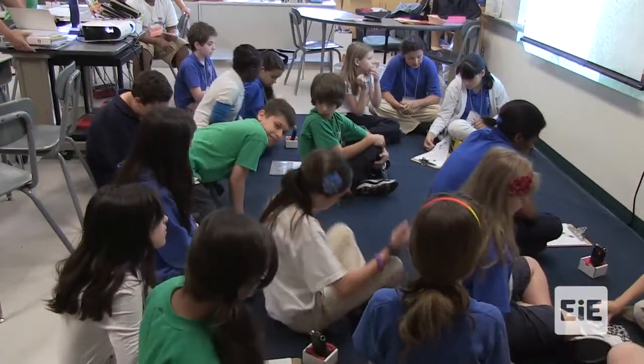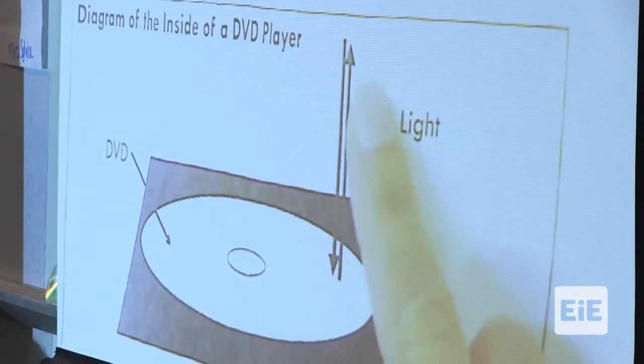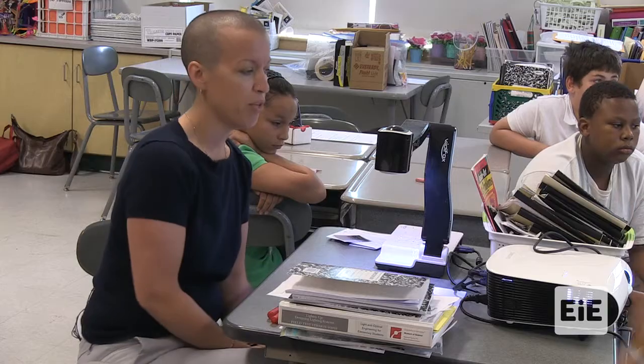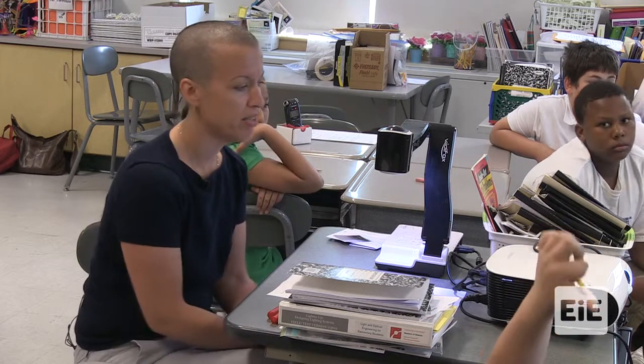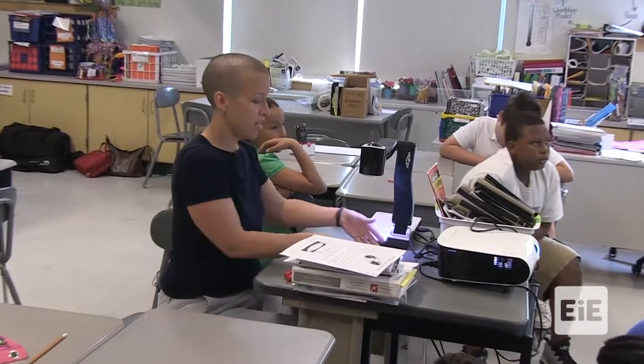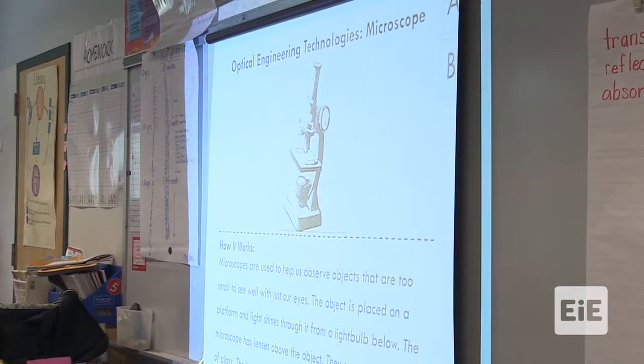types of optical engineering technologies. Here's the laser light that's going down, but it also shows an arrow going up again. What type of interaction is that showing that the light is doing with the DVD surface? That's reflection. Very good.